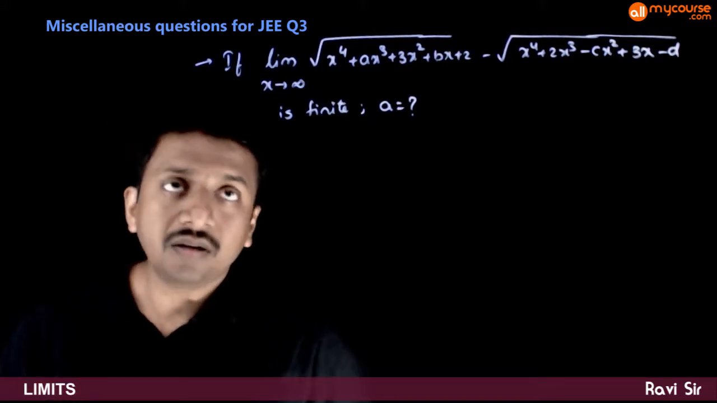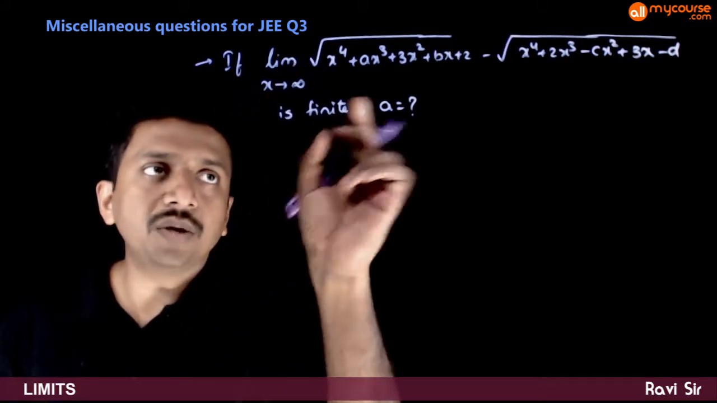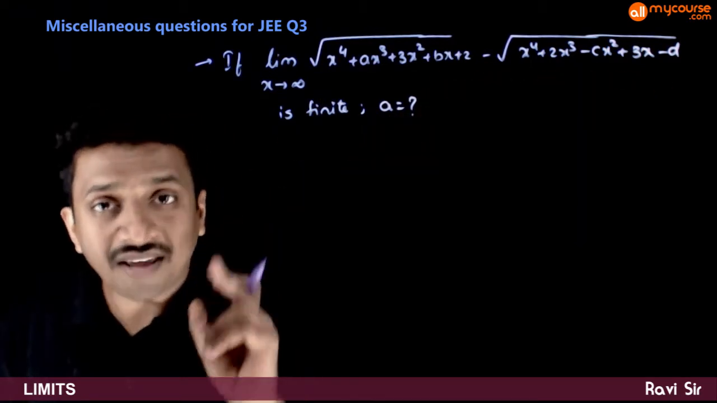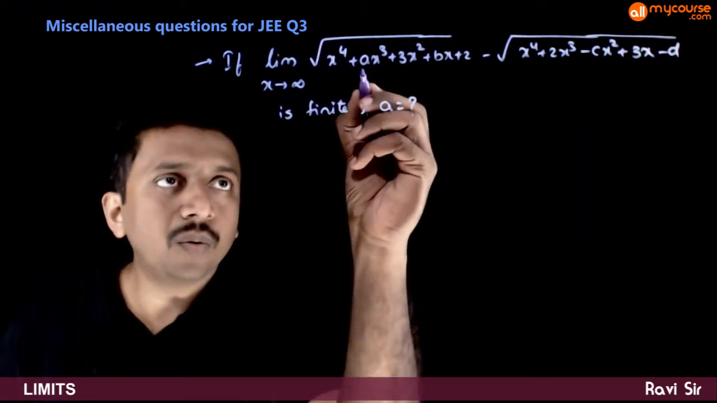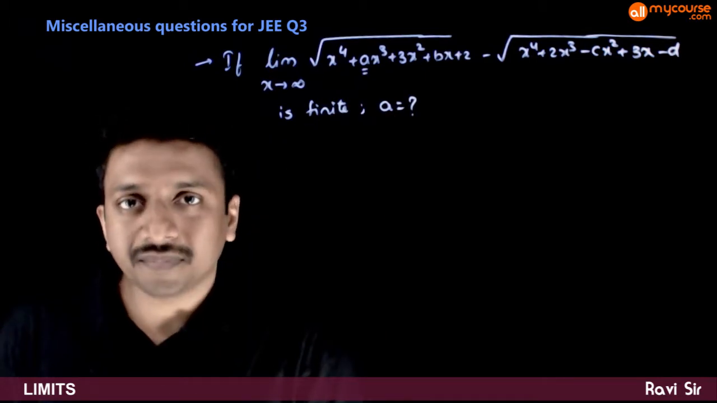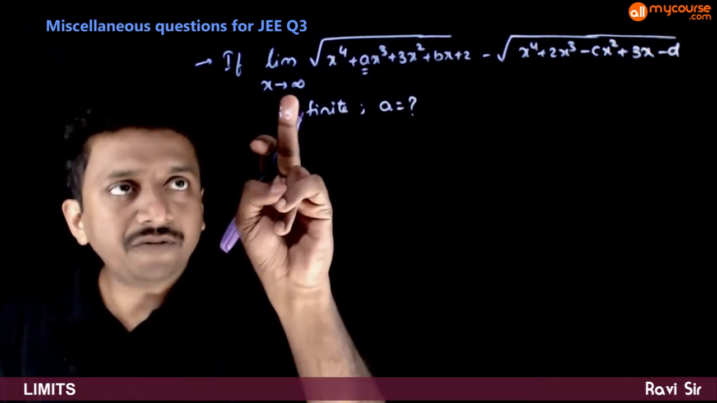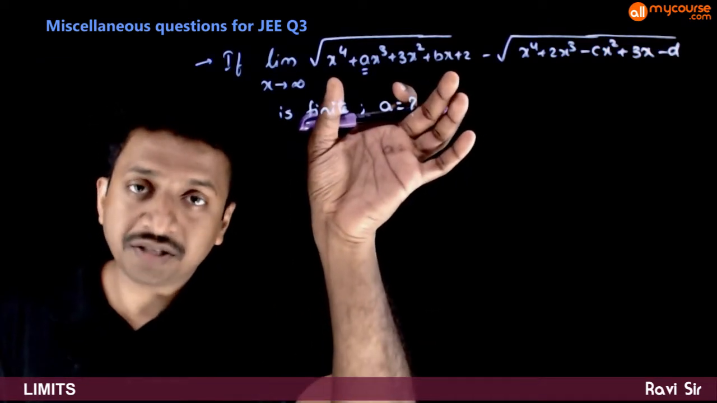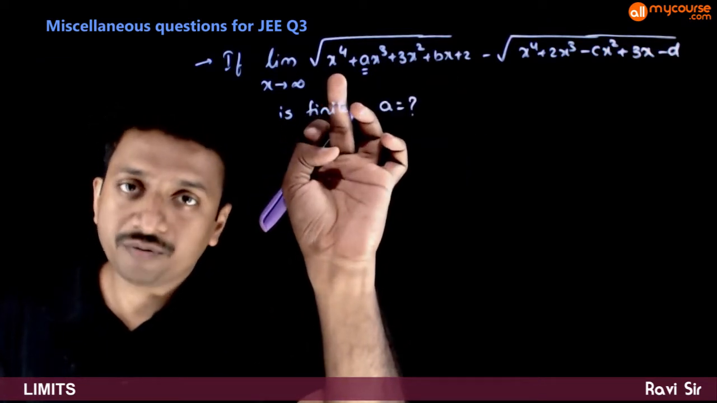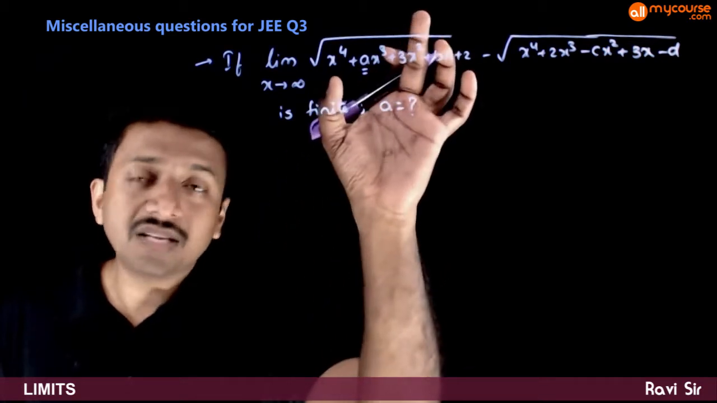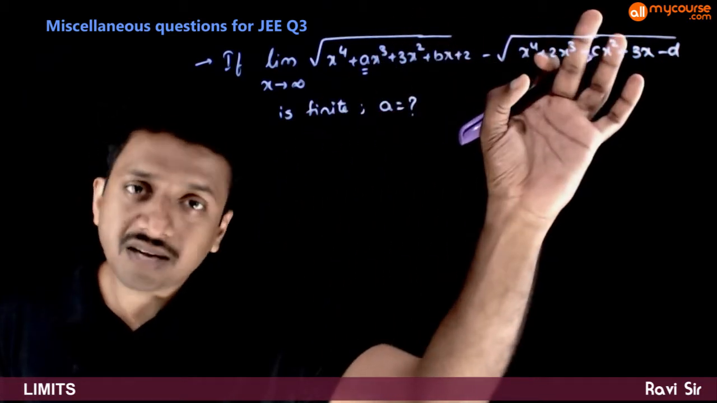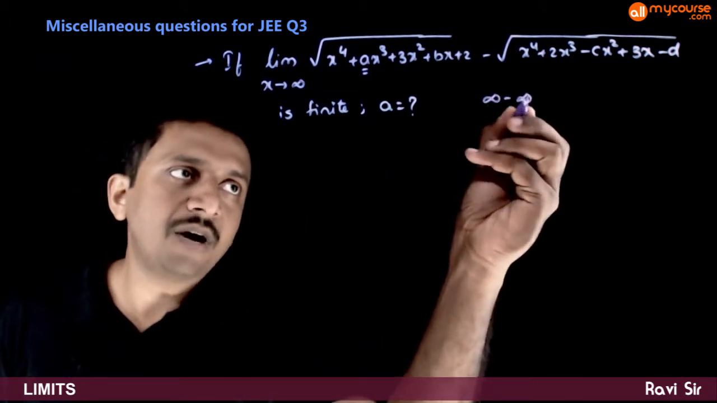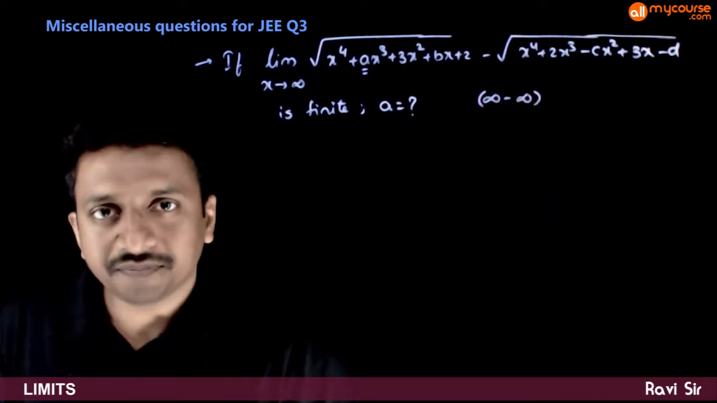So in this question, given that the limit as x tends to infinity of root of this minus root of this is a finite number. If that is so, what should be the value of a? As you can see, if you put x equal to infinity in the first expression, you get root of infinity to the power 4, infinity squared. So this number goes to infinity, and this number also goes to infinity. So you're getting an indeterminacy of the form infinity minus infinity.